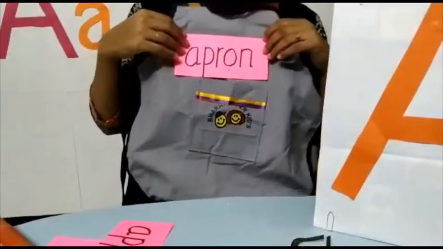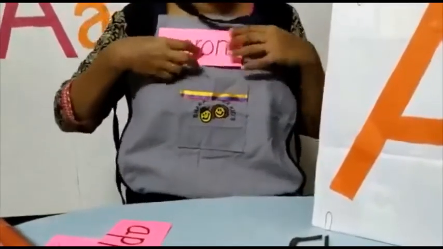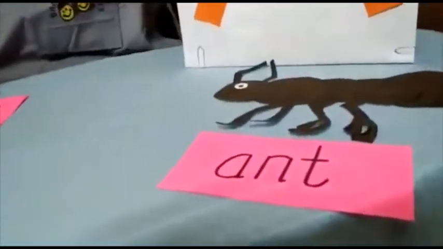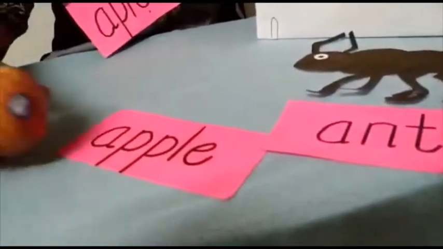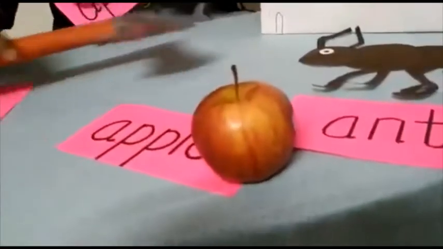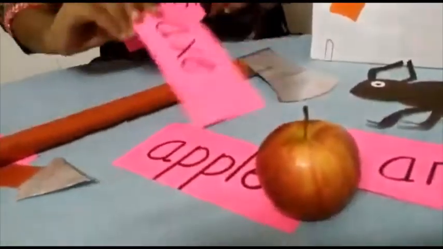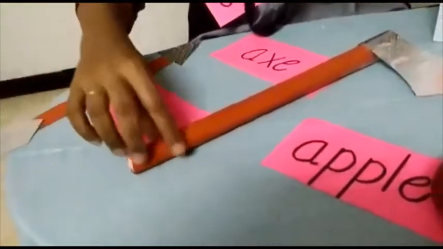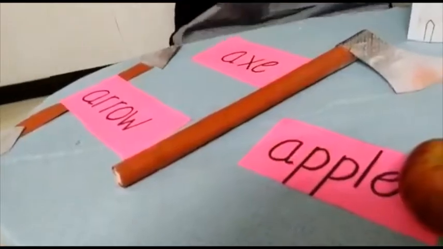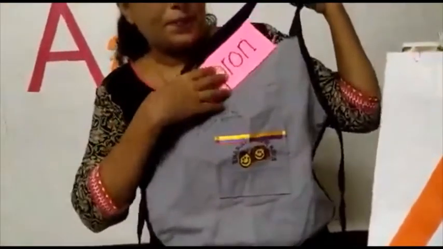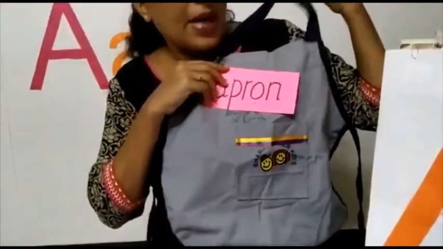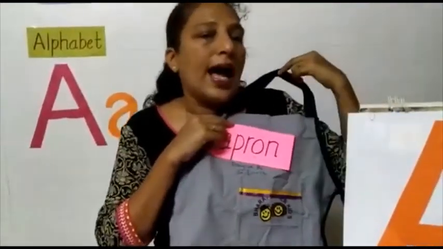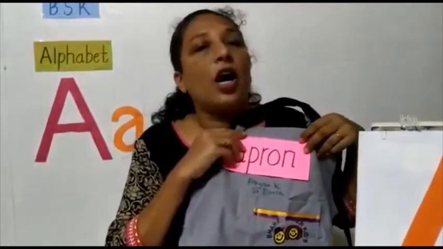Now, we'll revise what words we have learned. See, A for ant. A for apple. A for axe. A for arrow. Okay? And A for apron. So, you remember now all this? So, what you're going to do? You're going to revise all these words with your parents.